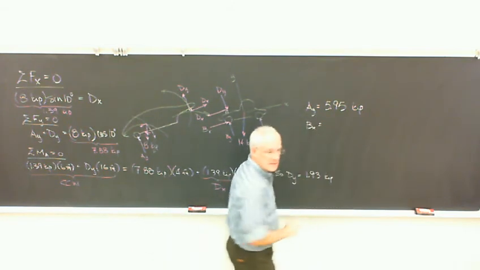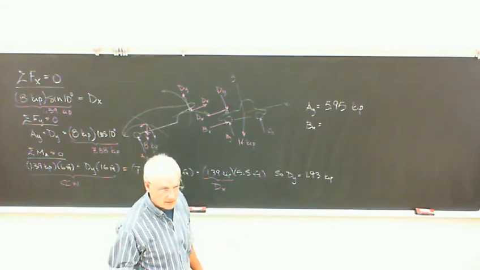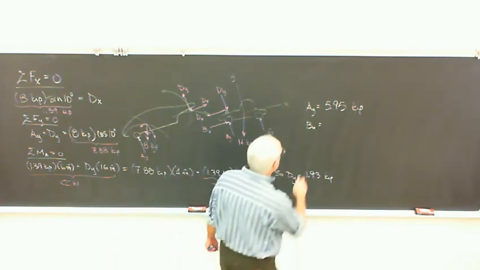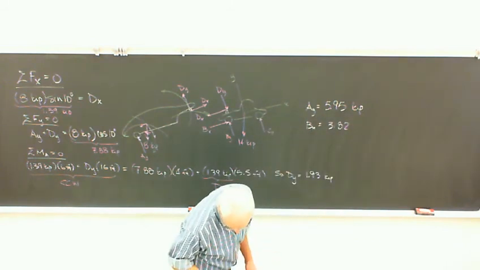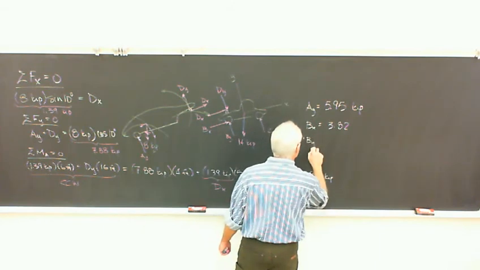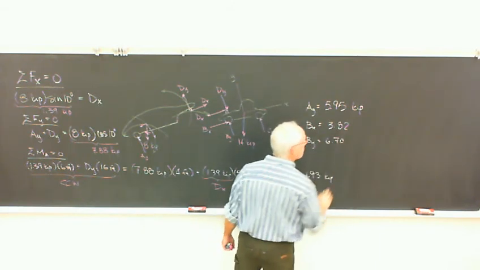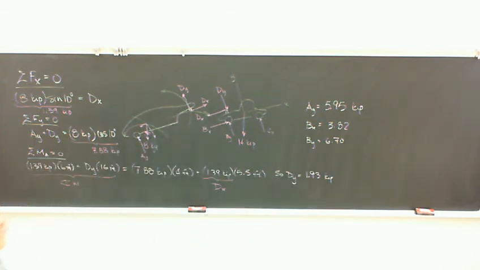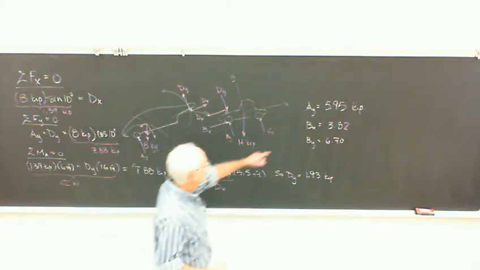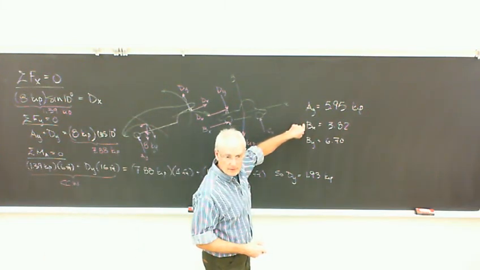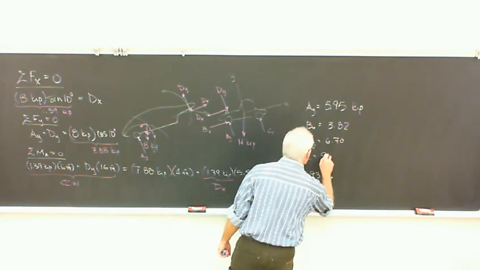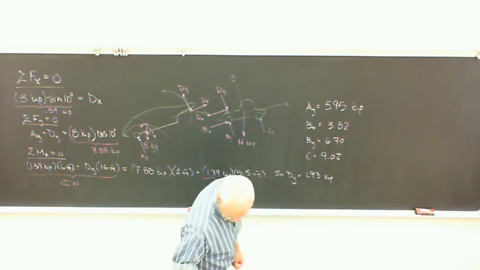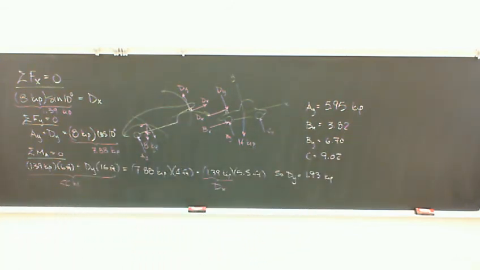Anybody have any of these? BX, BY, any of those yet? BX is 3.82. All of these are kip. BY is 6.70. Now, BX is the friction force required to hold the trailer there. If you don't have a big enough grip, then the trailer's not going to stay. C is 9.02, and then we have DX and DY already. So you can check all of those.